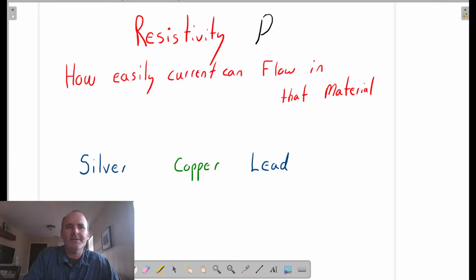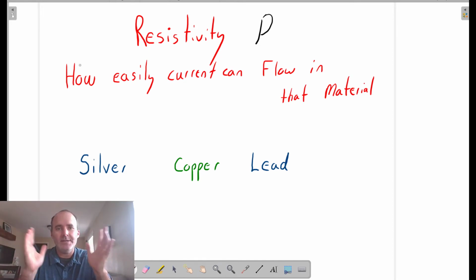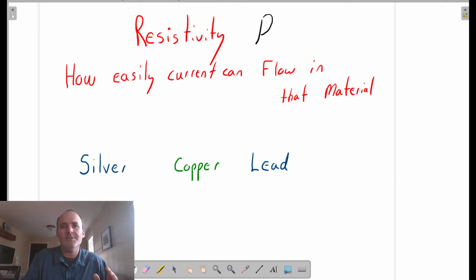Okay, resistivity. In physics, we give things variables to represent them. In this case, the variable is a Greek symbol called rho. I'm not sure if the Greek symbol is actually spelled like that, but that's how you say it: rho. So we have the resistivity, and remember that's how easily a current can flow in that material.